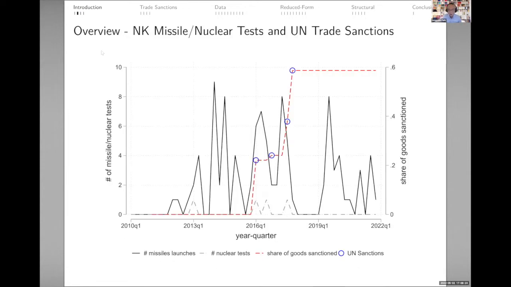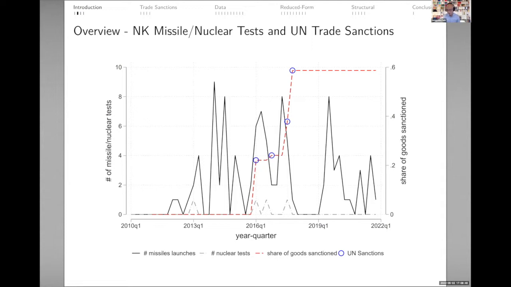So just a brief overview of what's been happening in the past decade in North Korea regarding their missile tests and the UN trade sanctions. If you divide the period into before 2016, you'll see that North Korea has been conducting nuclear tests and also missile tests, but there hasn't been really a sanction on North Korean trade. So it was mostly just targeting institutions or individuals.